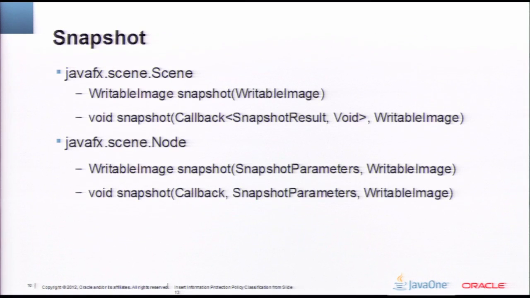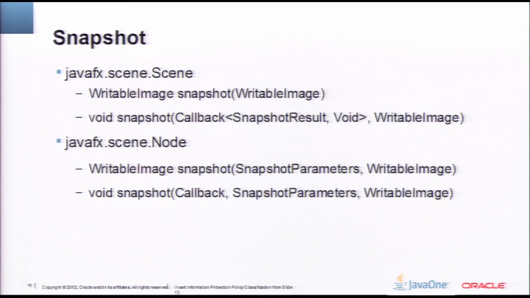Finally, this writable image pixel reader, pixel writer API is paired with the Snapshot API that essentially uses writable images, you can see here, as the way to convey the snapshot to you. So there are 2 variants on scene and 2 variants on node. Each one of those will have an immediate version that returns you the image immediately when the method returns, and also a callback version, which will be done asynchronously.